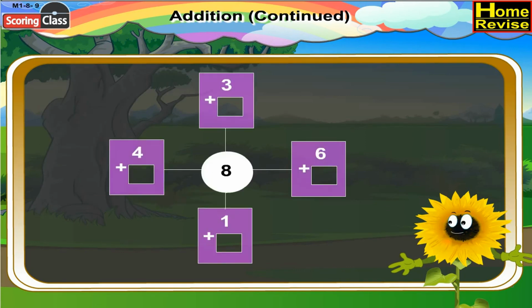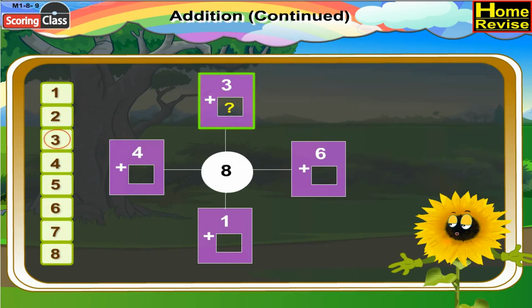Let's see by how many ways we can get the sum of two numbers as 8. Now what should be added to 3 to get 8? Let's begin counting from 3 till 8. So it would be 4, 5, 6, 7, 8. Which means 5 should be added to 3 to get 8. So 3 plus 5 is 8.